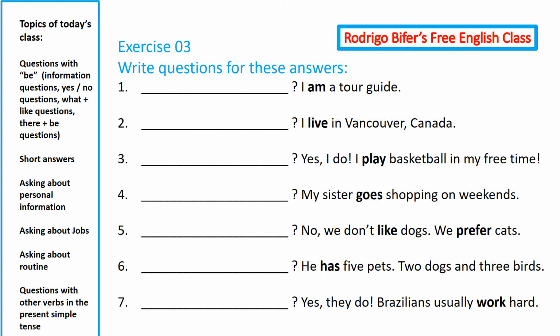Look at the answer. The answer is I am a tour guide. What does tour guide mean? Tour guide is a job, a profession. What does a tour guide do? A tour guide takes people on tours to different countries, to different cities. He helps tourists to go visit different places, on tours. Of course, you could use the verb to be for question 1.